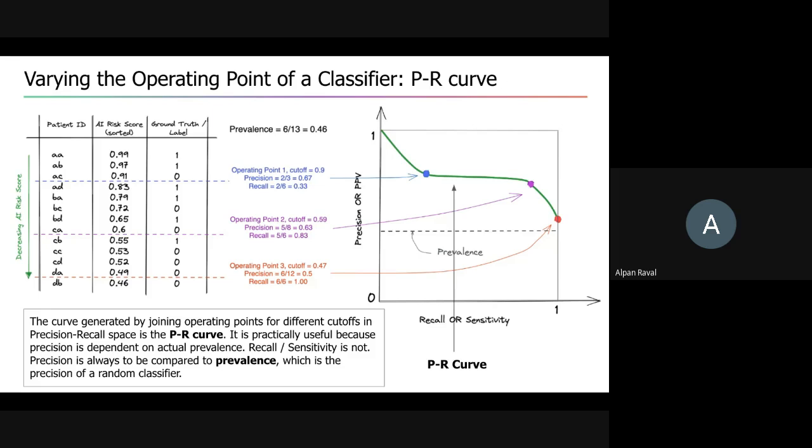So this is another curve that we plot often, a precision recall curve. And precision, as I said the last time, is something that should be compared to the prevalence of the positive label. So it's a good model if the precision is significantly higher than the prevalence.